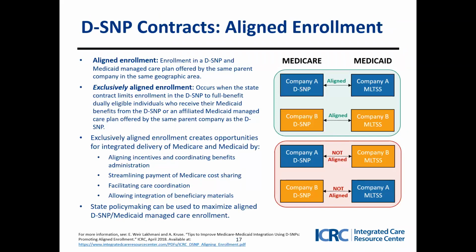So DSNP contracts can have aligned enrollment or exclusively aligned enrollment. So let's talk about that. What does that mean? When we talk about aligned enrollment, we mean enrollment in a DSNP and a Medicaid managed care plan that are offered by the same parent company in the same geographic area. And when we talk about exclusively aligned enrollment, we're talking about cases where the state contractually obligates DSNPs to limit enrollment to full benefit dually eligible individuals who receive Medicaid benefits from either the DSNP or an affiliated Medicaid managed care plan offered by the same parent company as the DSNP.